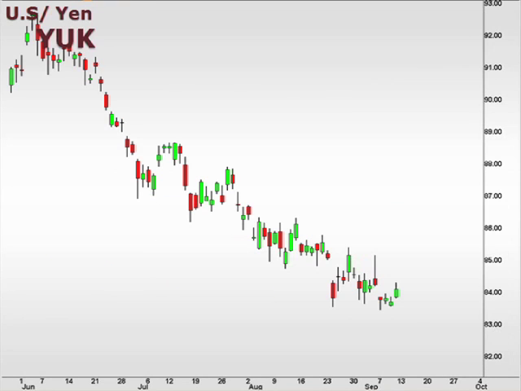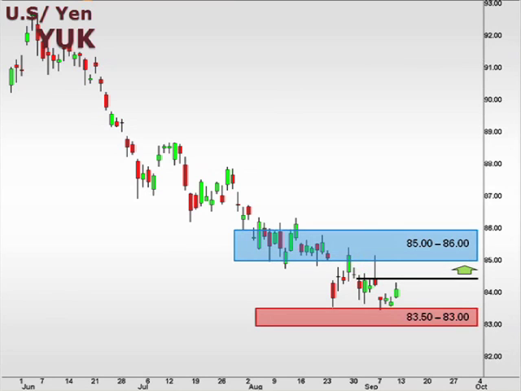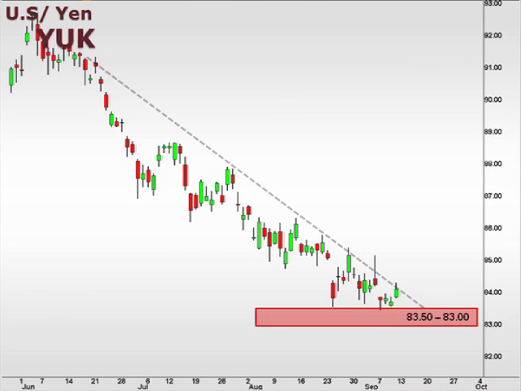Let's take a look at the YUK, the U.S. versus the Japanese yen. Well, the U.S. dollar continues to slip lower against the yen. The pair appears to be finding support at 83.5. However, failure here opens the window for another leg lower. Now, we do need to see a break above 84.5 to commit to trading a bounce higher, recognizing that there is a resistance level at the 85.86 box. The trend in force remains to the downside.